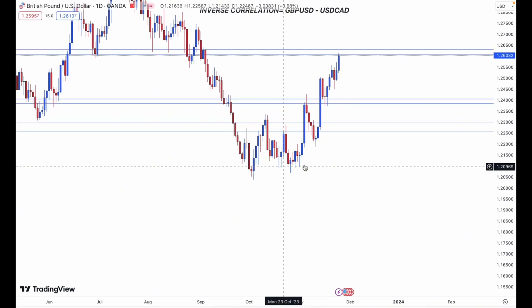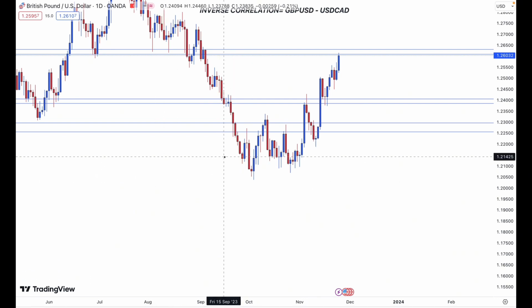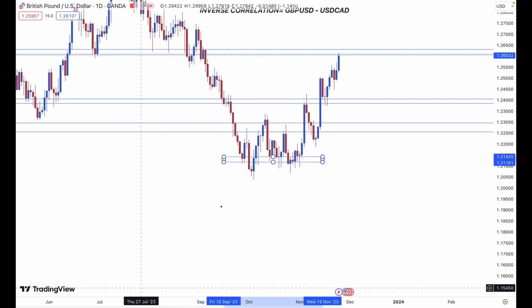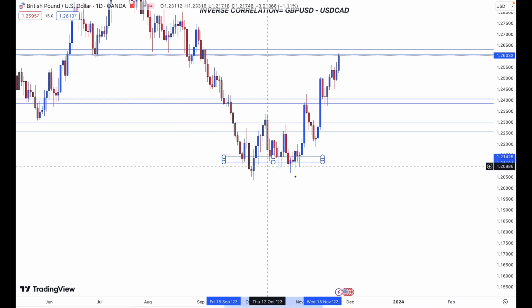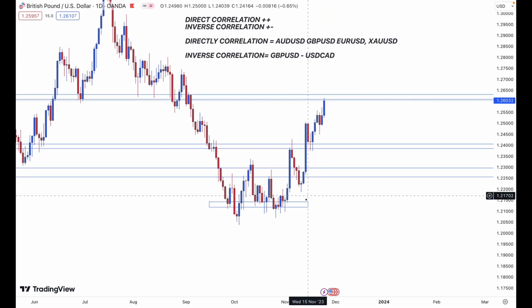We got some double bottom right here and some inverse head and shoulder. If you know what inverse head and shoulder means, then you're going to identify one right here. Do you understand? So we started going all the way up just as USD-CAD started going all the way down. Now, how do you capitalize off of this analysis?